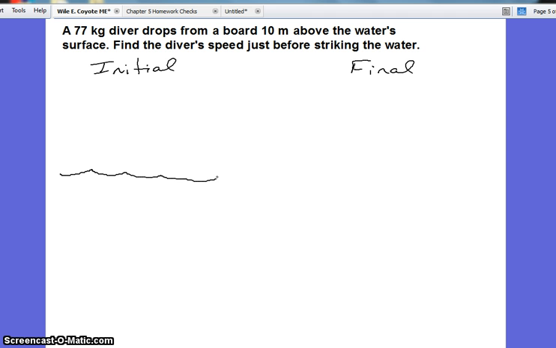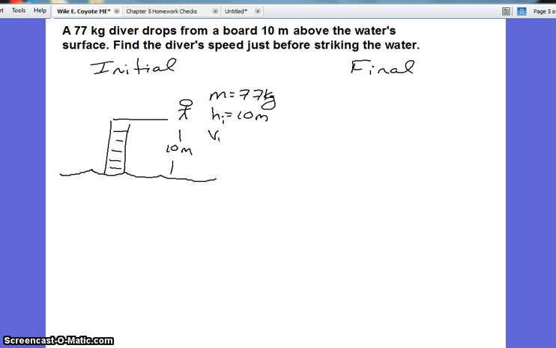So in the beginning here, we have a diver that is 10 meters off the surface. We have that his mass is 77 kilograms. We have that the height is 10 meters. We'll label that the initial height. And the initial speed, well, the diver is not moving in the beginning. So if we call this height 10 meters, that's defining the zero level at the water surface. So I'll label that down here, that the water surface is the zero level.